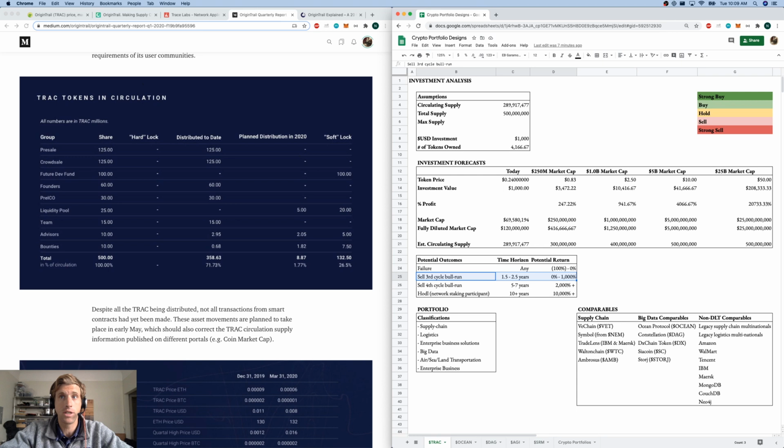We could sell in the fourth BTC bull run in 5 to 7 years, looking for a $1 billion exit and returns greater than 2,000%. And of course, we could be a HODLer in the network. We could be a network participant.